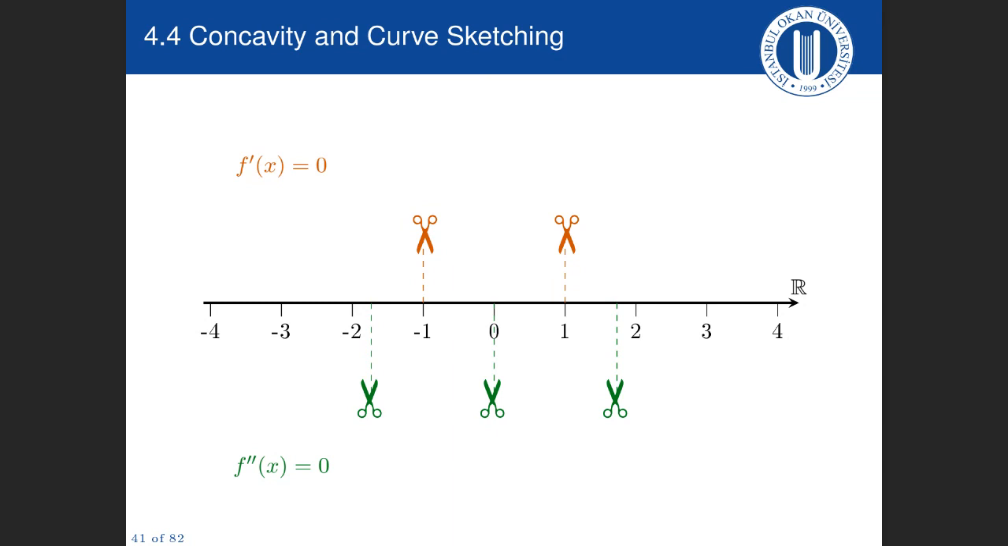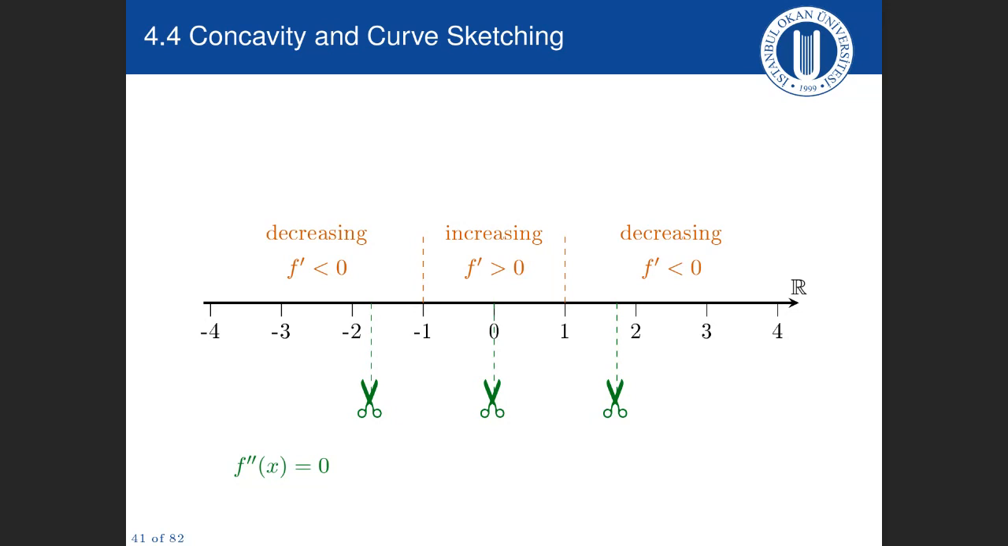Now, looking above, as I've showed you how to do before, we can find that the function is decreasing between minus infinity and minus 1. It's possible to find that the function is increasing between minus 1 and 1, and we can find that it's decreasing between 1 and infinity. Please check that for me.